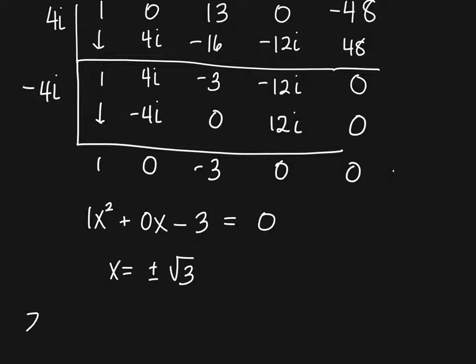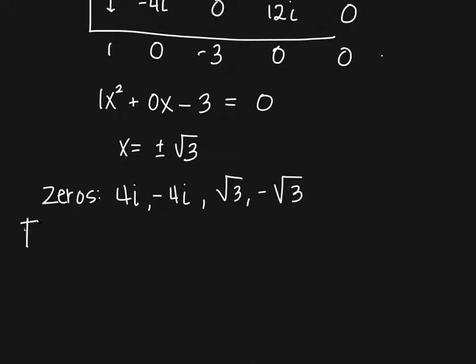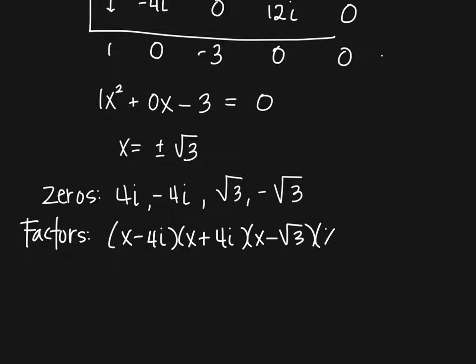So that gives you the total number of zeros that you need. Your zeros were the first 4i, the second conjugate negative 4i, and then rad 3, and then negative rad 3. So those are my 4 zeros. And then I create a corresponding factor for each 0. So x minus 4i, x plus 4i, x minus rad 3, x plus rad 3.